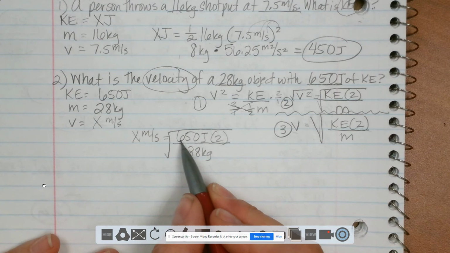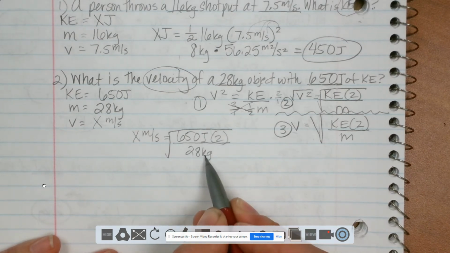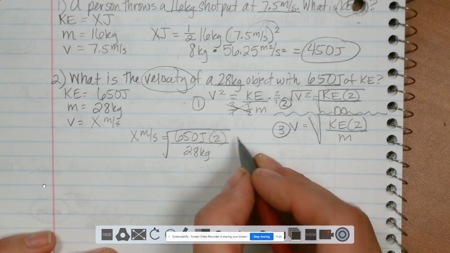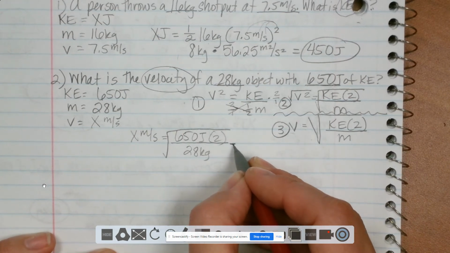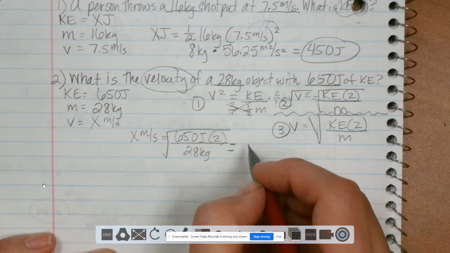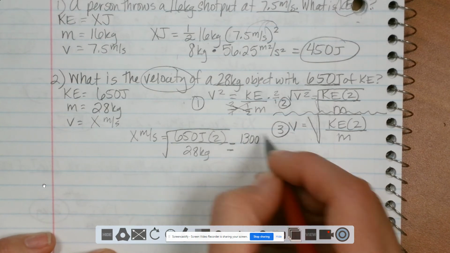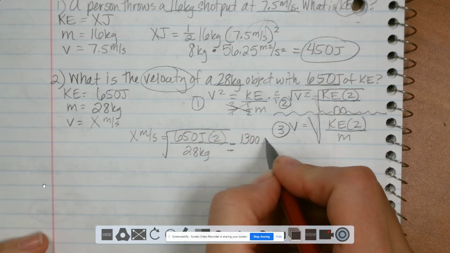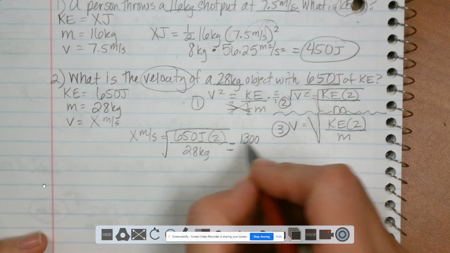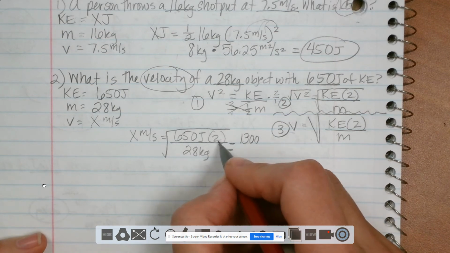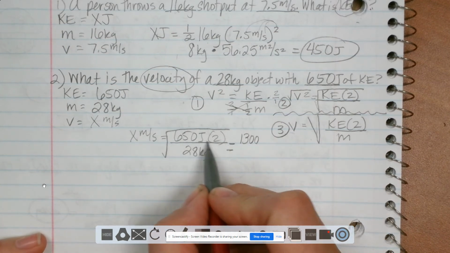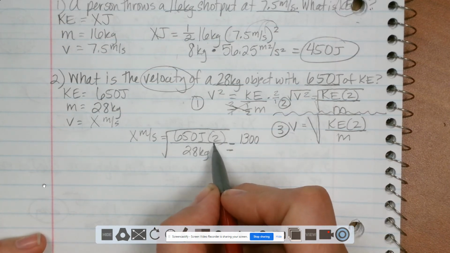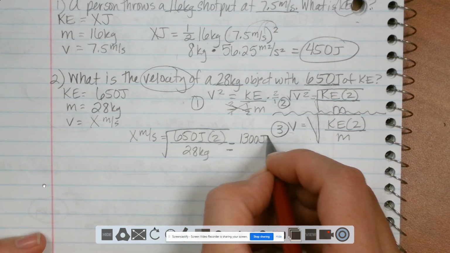So the only thing I can do is what's on top is 650 times 2, because there's nothing to do on the bottom since it's just 28 kilograms. So 650 times 2 is going to give me 1,300, because I know that 600 times 2 is 1,200, and 50 times 2 is 100. It's a little Common Core math for you. All right, so 1,300, and it's joules. Since the 2 doesn't have an actual unit, it doesn't matter, because it's just multiplying by 2. So I'm still carrying over my joules.